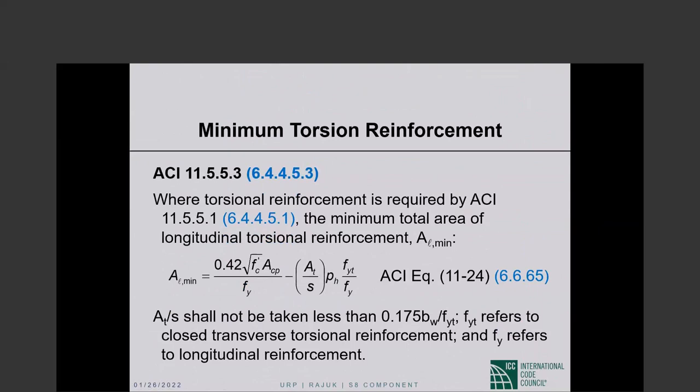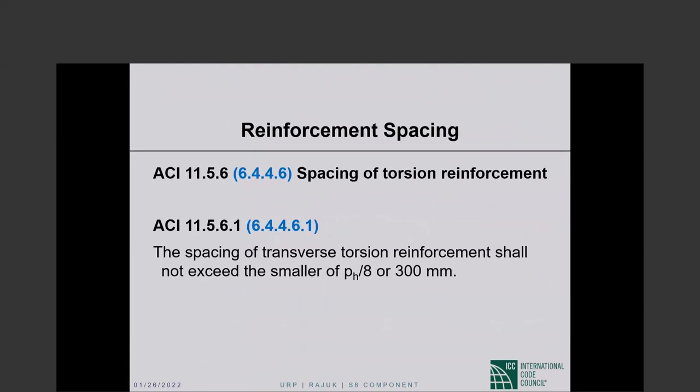Where torsional reinforcement is required by ACI, the minimum total area now of the longitudinal torsional reinforcement is given by this expression. Okay, so minimum transverse reinforcement, minimum longitudinal torsional reinforcement. And I keep on reminding you, this is additional to whatever we have to have for flexural and axial loads. The A sub T over S shall not be taken any less than given by that expression. F sub YT refers to closed transverse torsional reinforcement. F sub Y refers to longitudinal reinforcement, as I mentioned already.